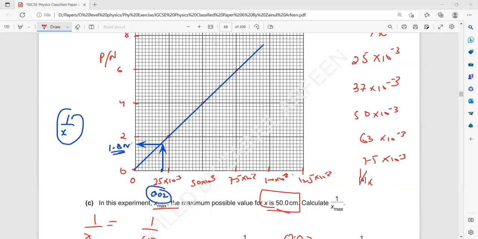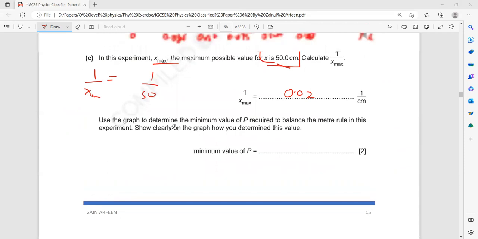So this you have to show on your graph. When the value of 1 over X is small, the value of P will also be small. So the question is, what is the value of P when 1 over X is 0.02? So that's equal to 1.8 Newton. Is it clear, this part?